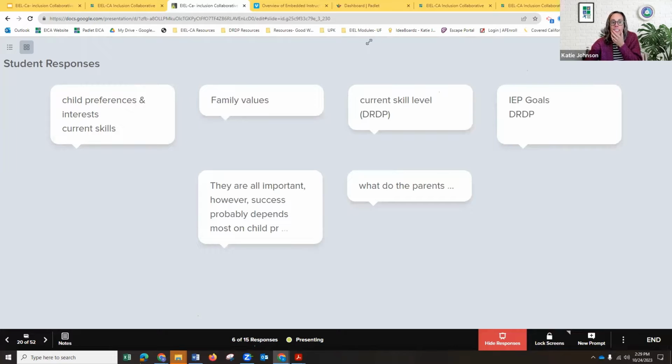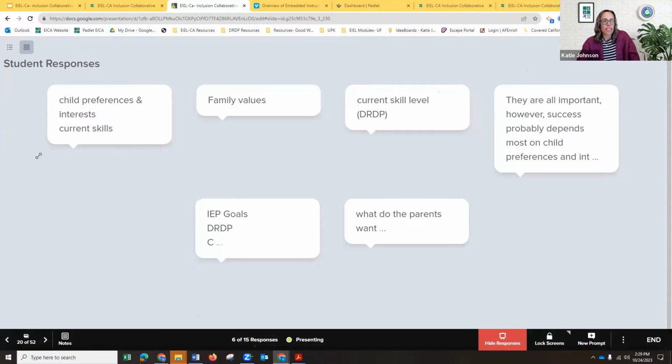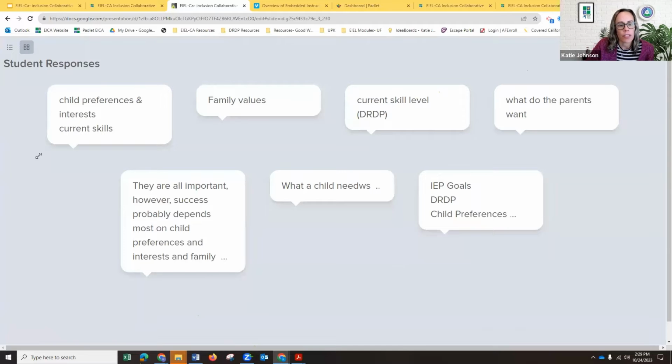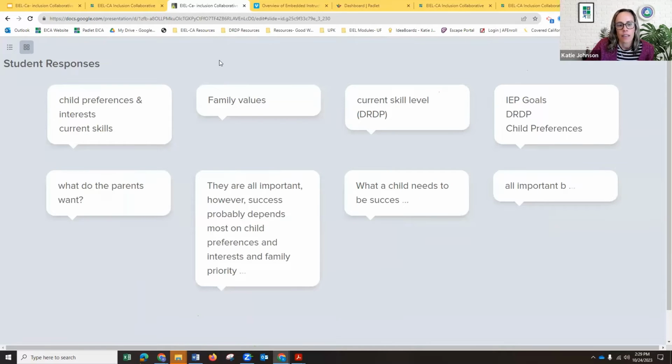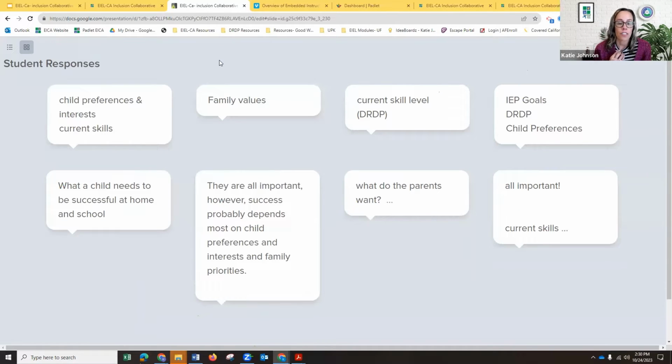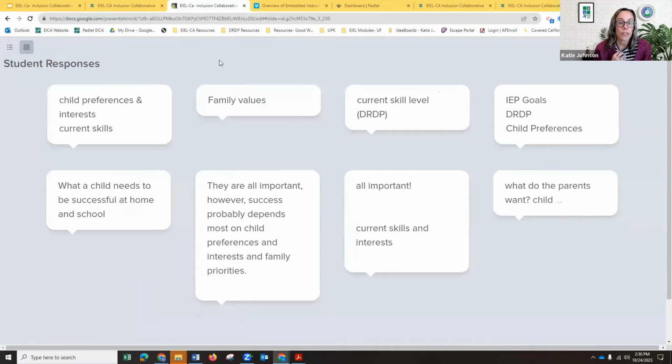And as a teacher, we're all busy, there's a lot going on. And I think really including the family input is going to give us such a better picture of the child. I love it. And I love this one. They're all important, but success probably depends on the child being interested and engaged, on interests, preferences, and family priorities. Yeah, and thinking of what parents want. Just including them in the conversation.